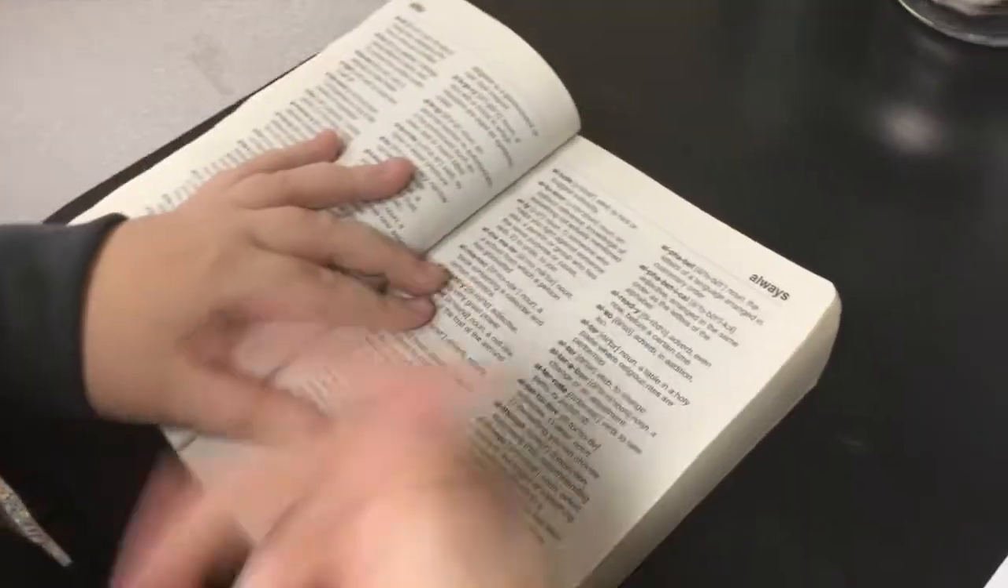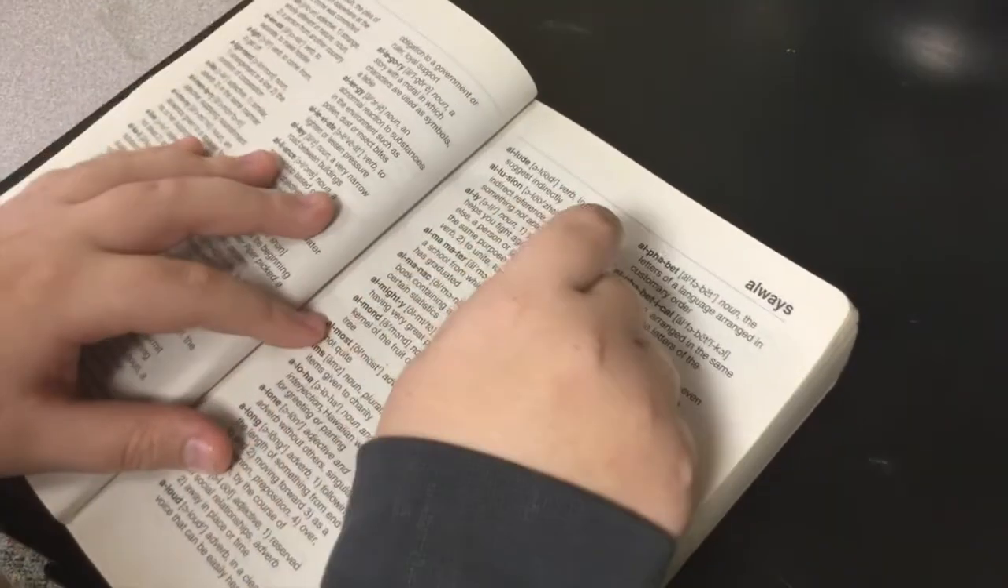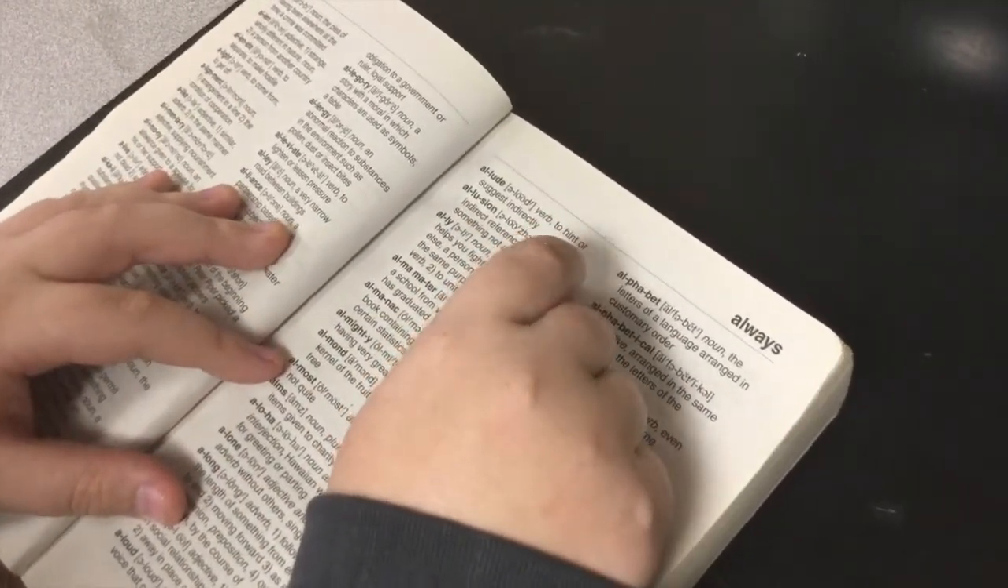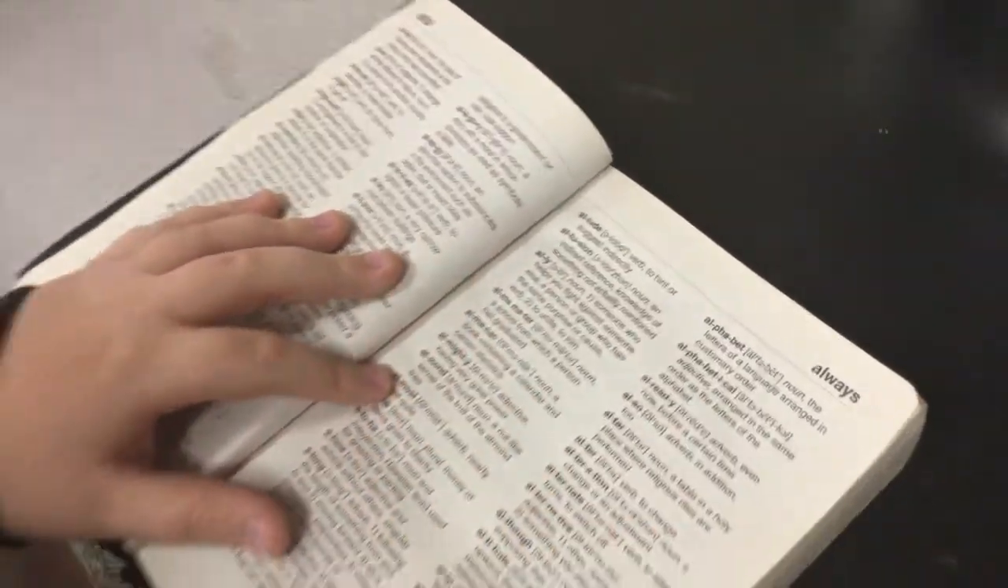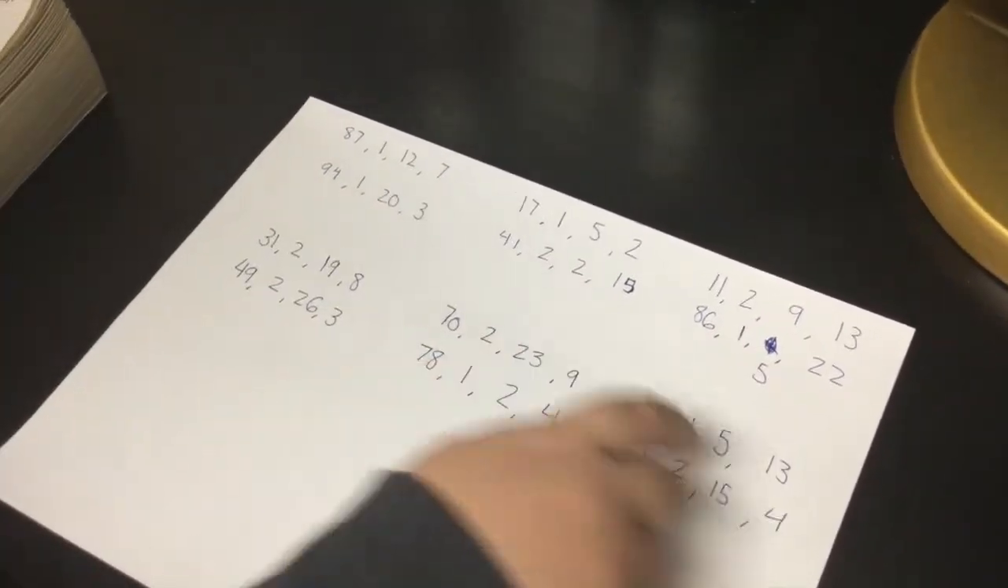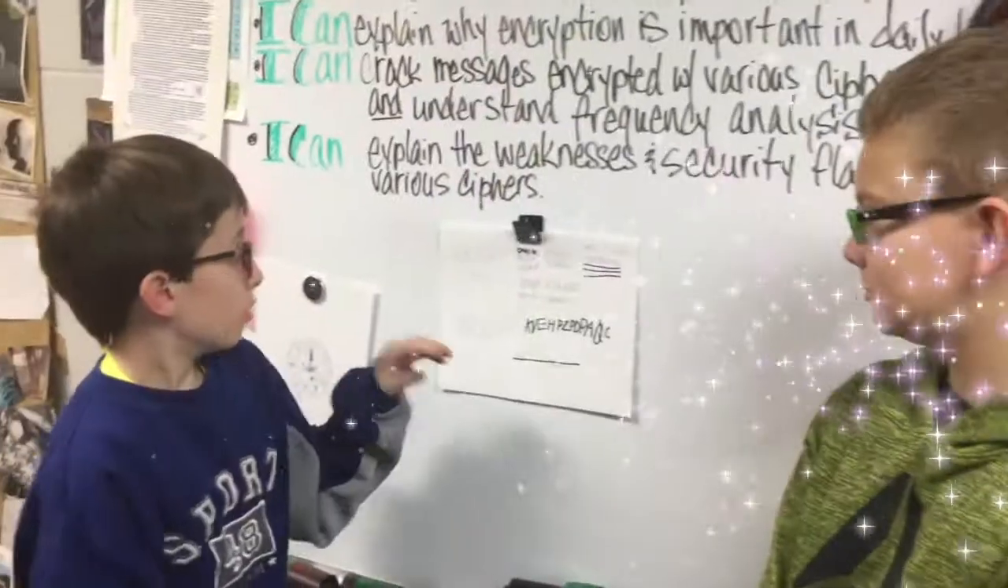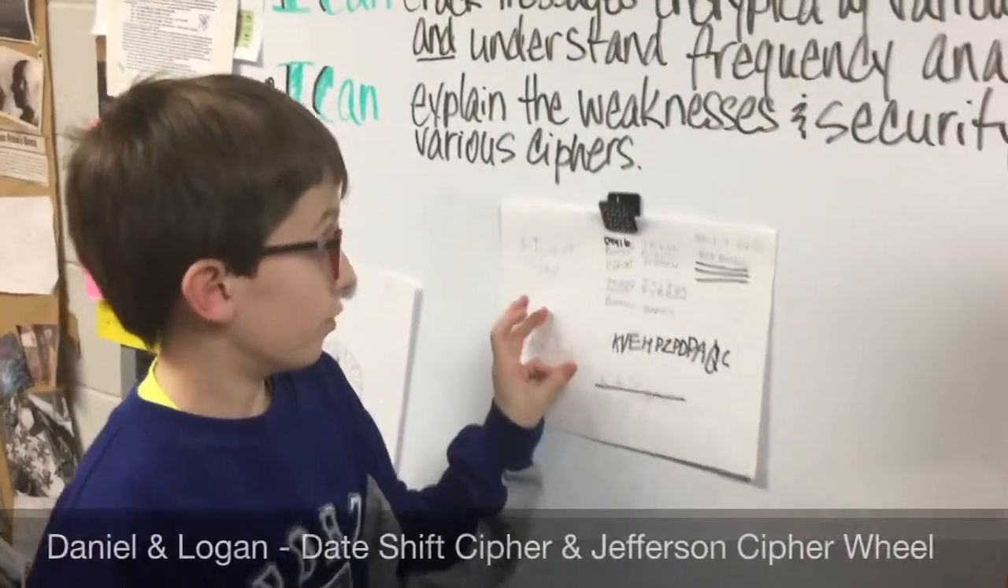All right, 17. First column, 5: 1, 2, 3, 4, 5. Then 2 letters over, 1, 2. It's an O. So what this whole thing stands for is BONNER, Bonner Braves. So right now we are doing the date shift cipher.